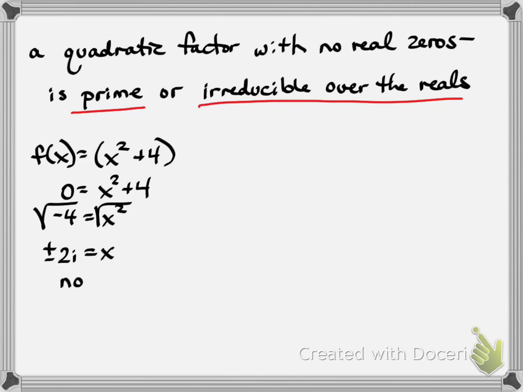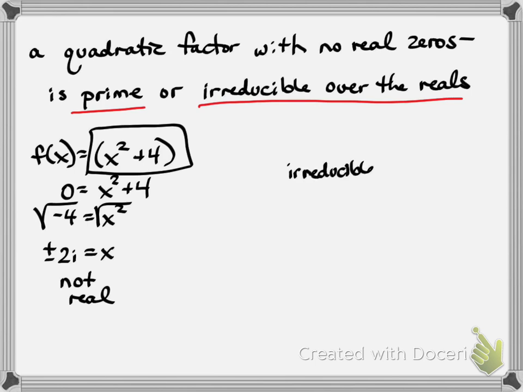These are not real. That's why a factor such as this is said to be prime, won't break down more into real factors, or it's irreducible. It's not reducible over the reals. I can't break it down and get real answers. Then the book says, be sure that you realize that this doesn't mean it's irreducible over the rationals.